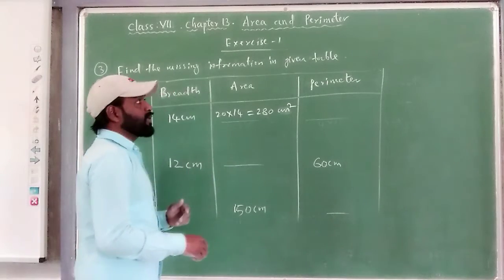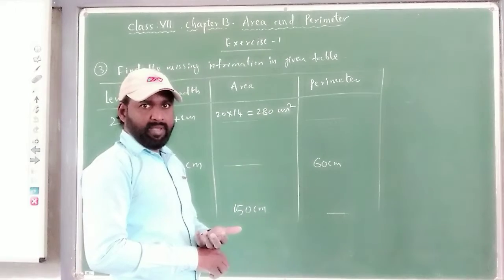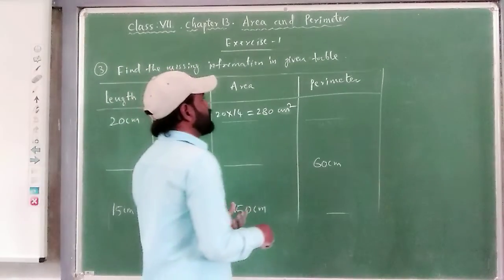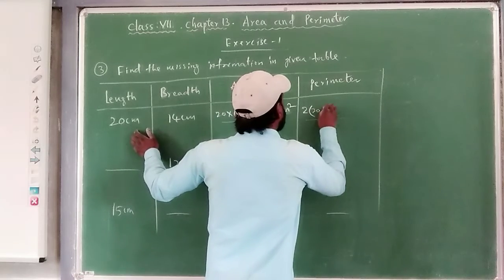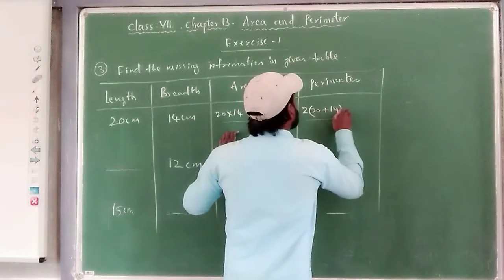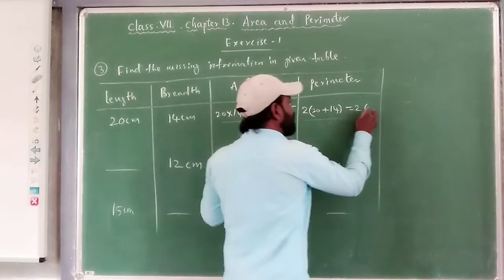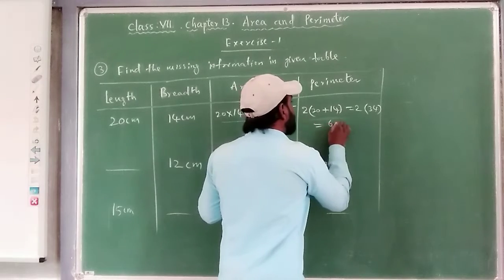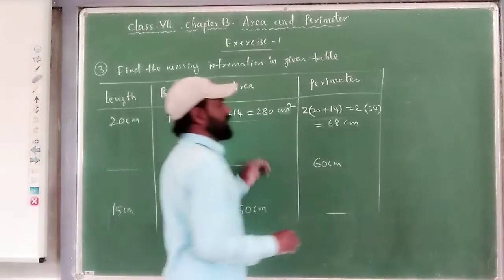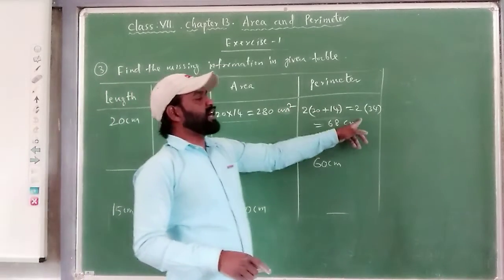That is the area. Now perimeter of the rectangle, we know the formula 2 into L plus B. So 2 into L plus B. L is 20, B is 14. So it is equal to 2 into 20 plus 14, it is 34. 2 into 34, it is how much? 68 centimeters. When area is there, we have to write square units, but for perimeter we do not write the square.